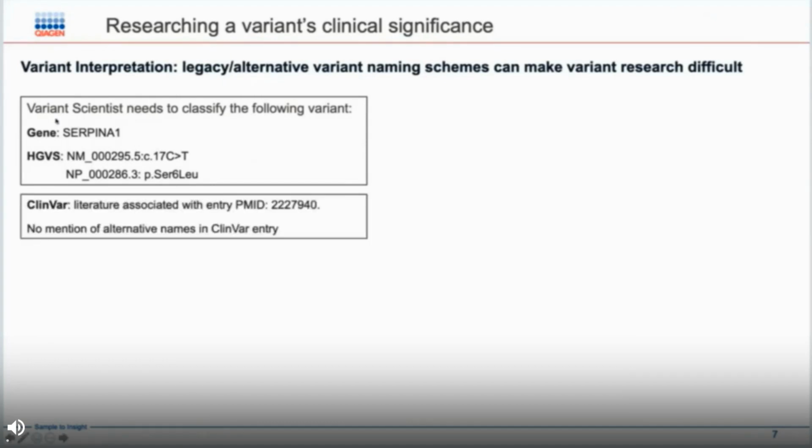So for this variant, the user may go to ClinVar first. And because you don't necessarily want to take the entries in ClinVar at face value, you dig a little deeper into the entry and you see the associated literature for that variant. However, there's no mention of any alternative names or other schemes within this ClinVar entry. And so you're looking up this serine at codon 6 to change to leucine.